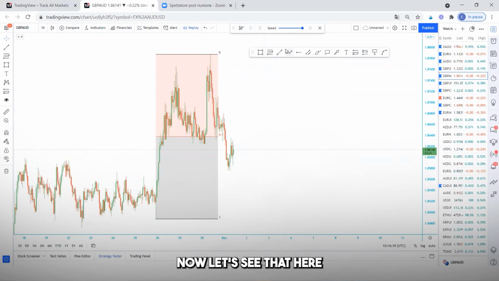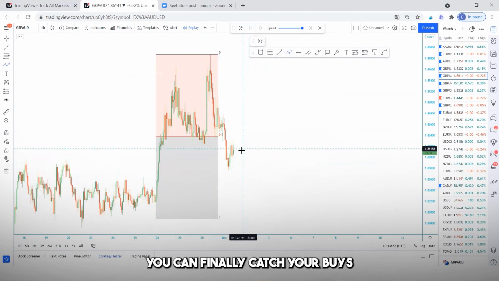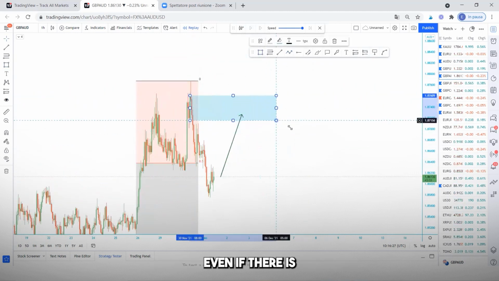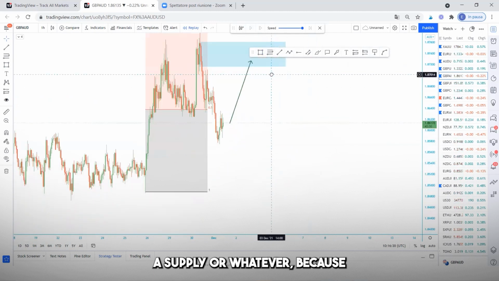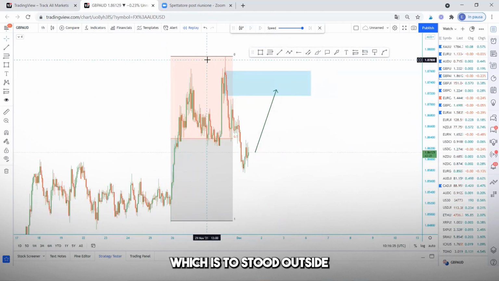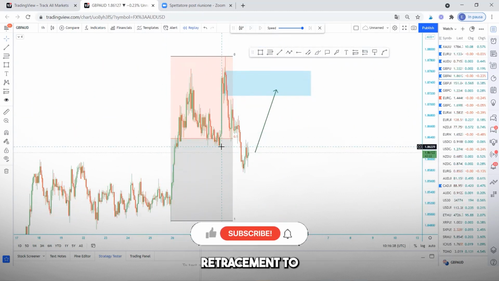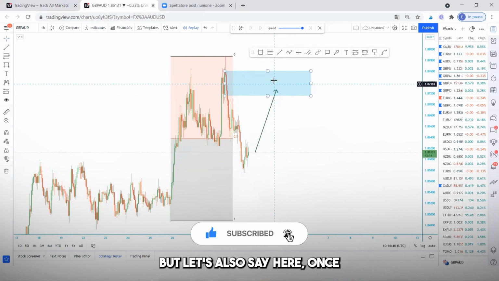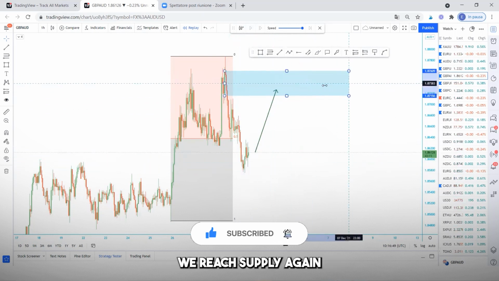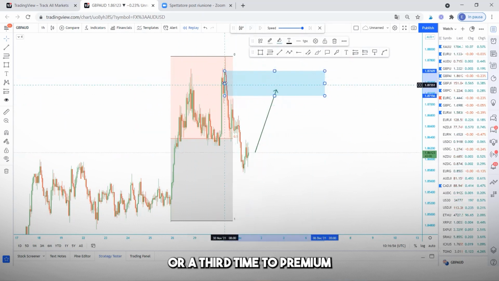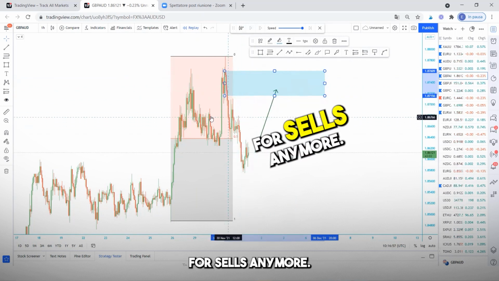Now, let's say that here you can finally catch your buys and go to the upside. Here, you will not look for sales, even if there is a supply or whatever, because the objective of the market was already achieved, which is push to the upside, retracement to discount. Actually, here happened already, but let's also say here, once we reach supply again, or once we come back a second time or a third time to premium, we will not look for sales anymore.